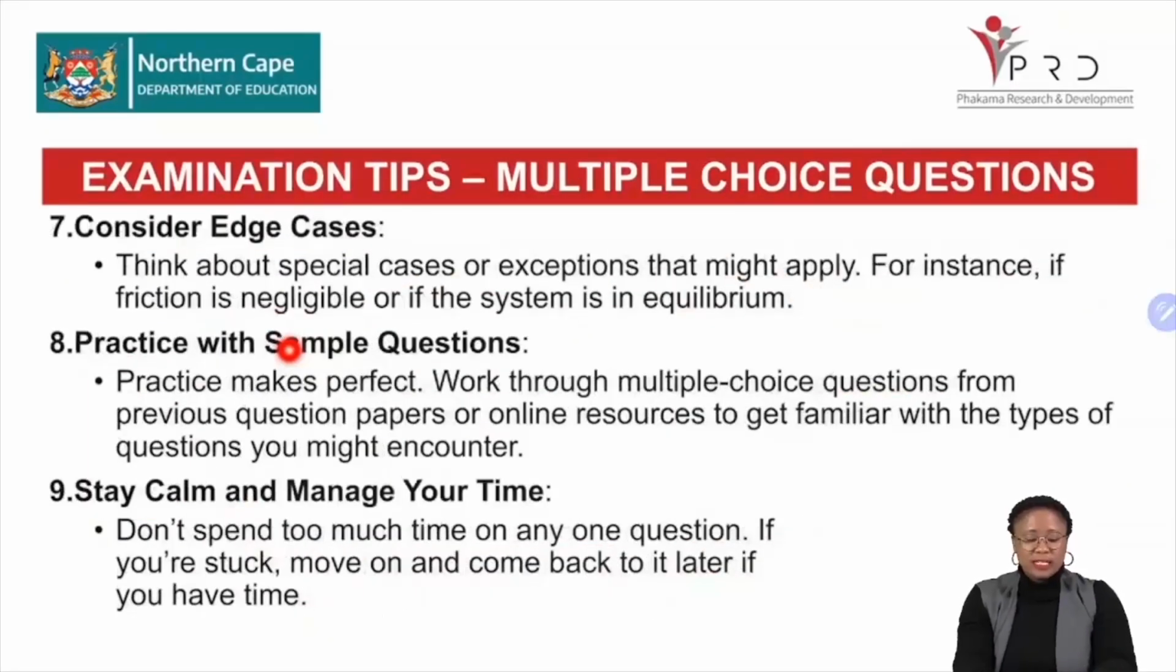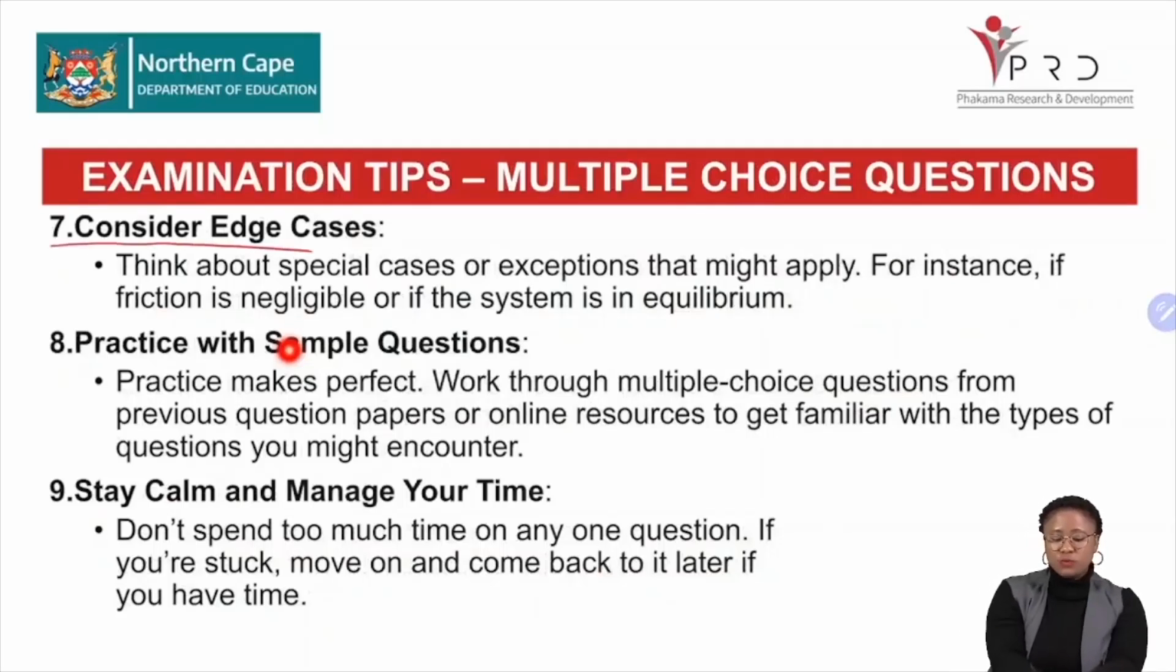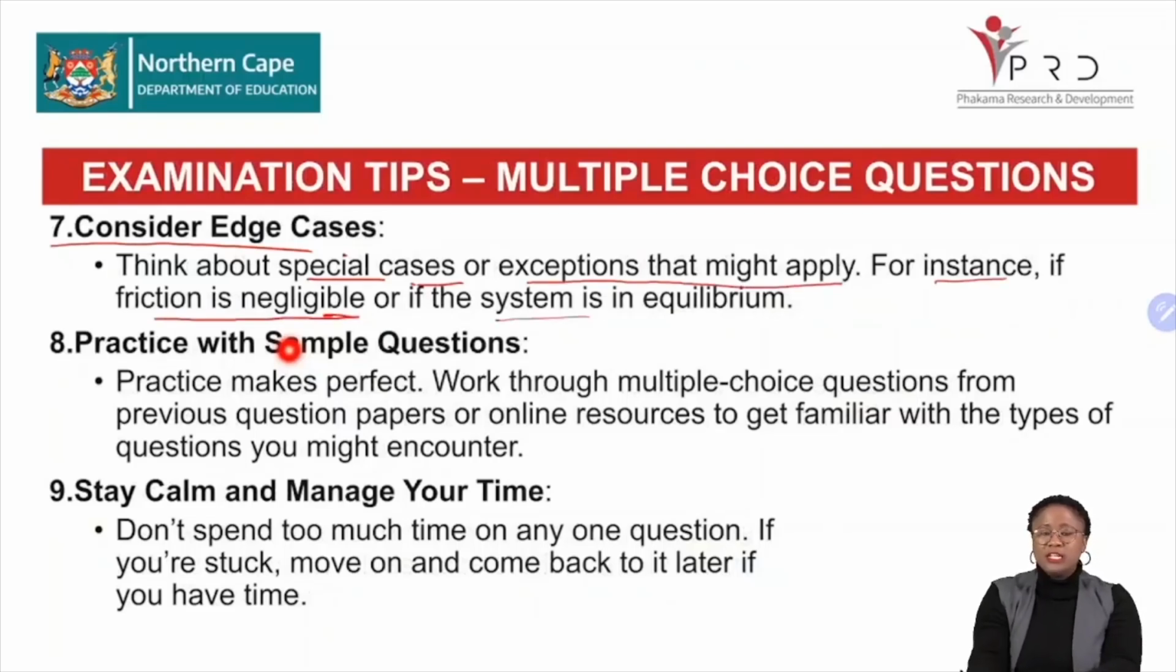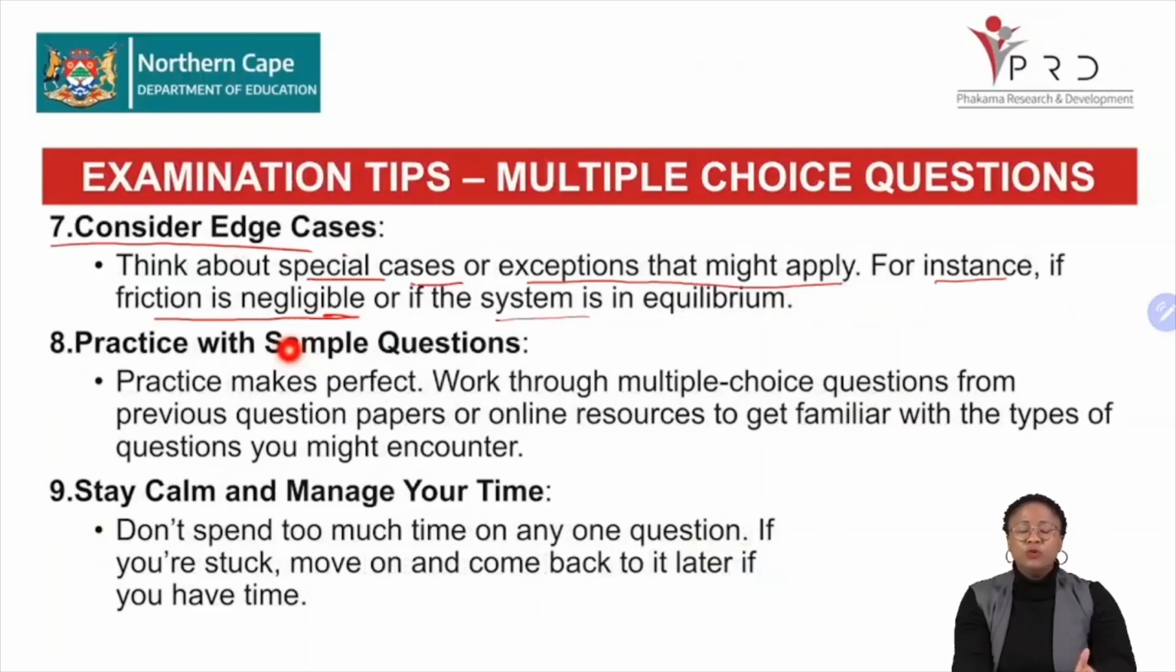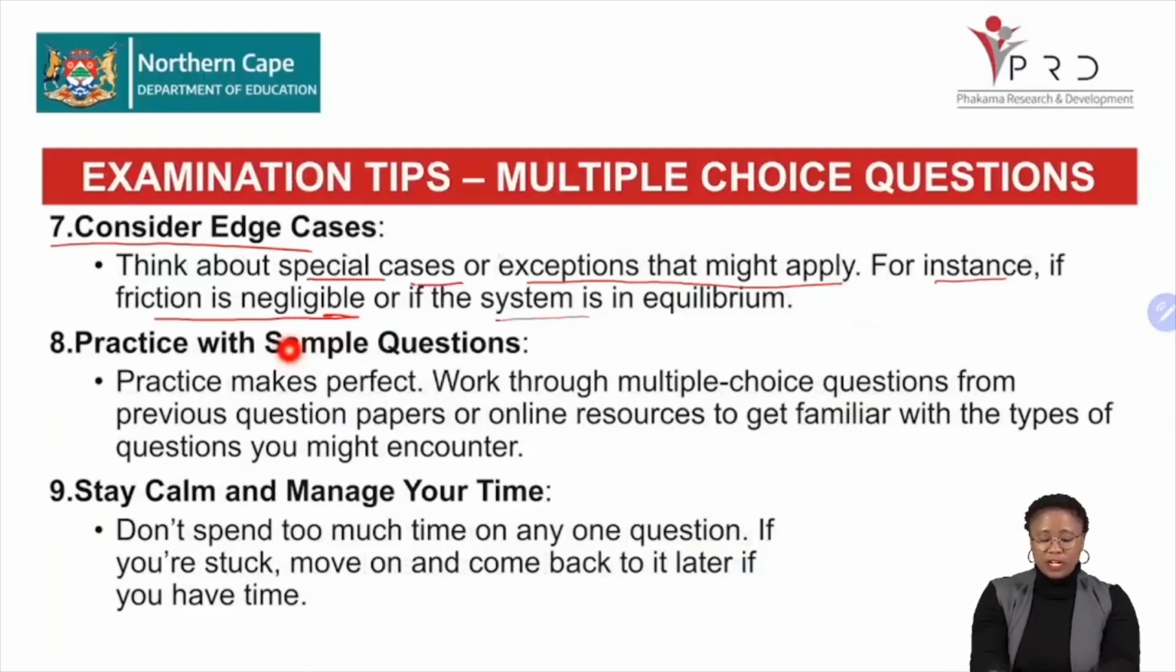I hope these exam tips are going to help you. Now, it doesn't stop there. We continue with exam tip number 7 for multiple choice questions. Consider edge cases. Think about the special or exceptional cases that might apply. For instance, if a friction force is negligible, or if the system is in equilibrium. As I've already said, the examiner will use keywords such as frictionless surface. There's no friction. Rough surface, you must include friction in your free body diagrams or in your calculations.